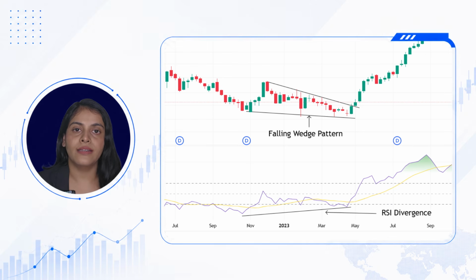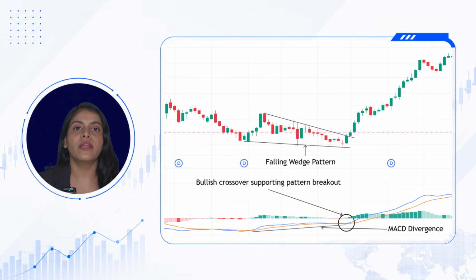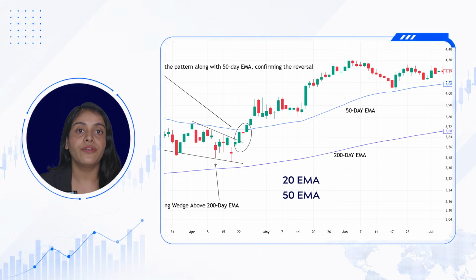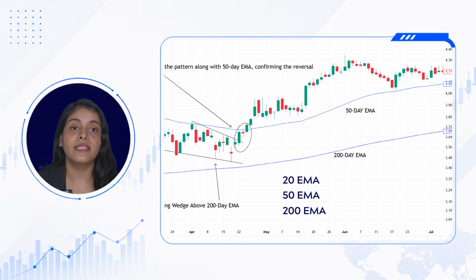Another universal indicator is the MACD. A bullish crossover near the breakout often confirms that the momentum is shifting in favor of the buyers. Moving averages such as the 20 EMA or the 50 EMA and the 200 DMA can also strengthen the setup. If the breakout happens above these important averages, it indicates that the trend itself is beginning to change.